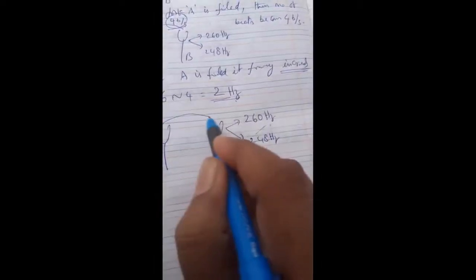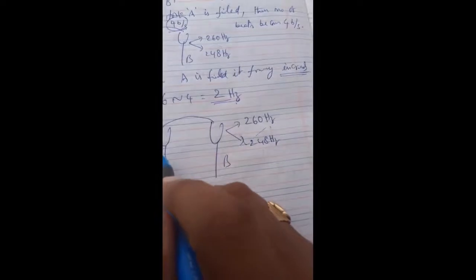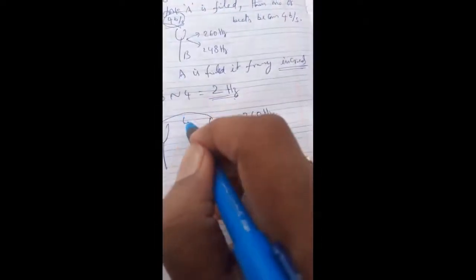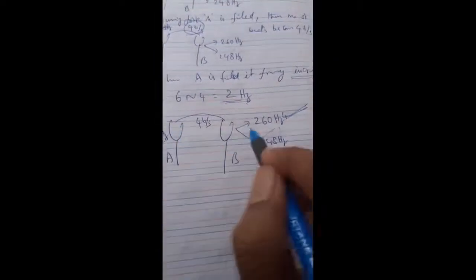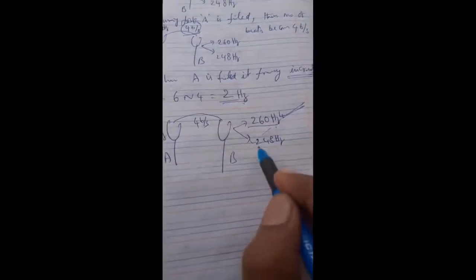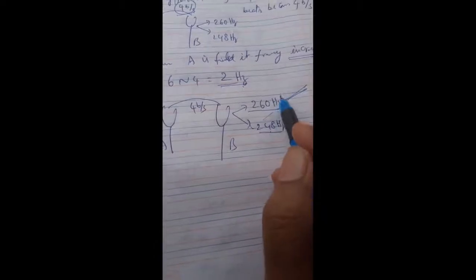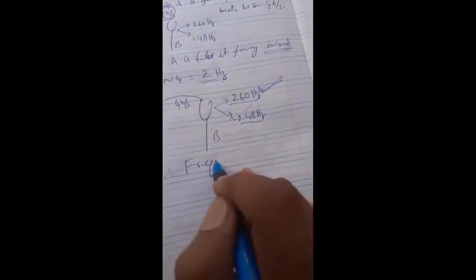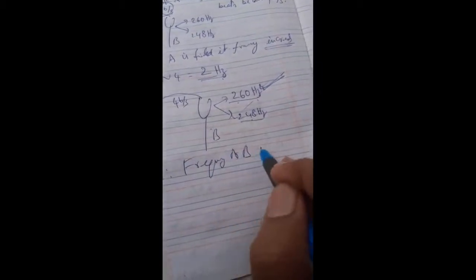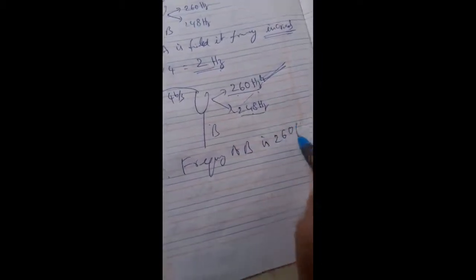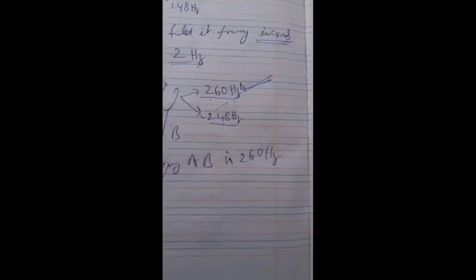Therefore, which one is correct? To get 4 beats per second, which one is correct? So this part is correct, because 256 and 260 give 4 beats. If we take the other one, we are getting 8 beats. So they said only 4 beats. So the frequency of B is 260. Therefore, the frequency of B is 260 Hz.